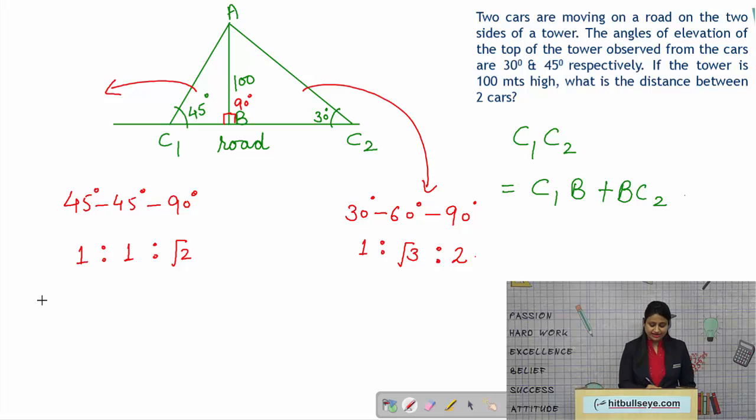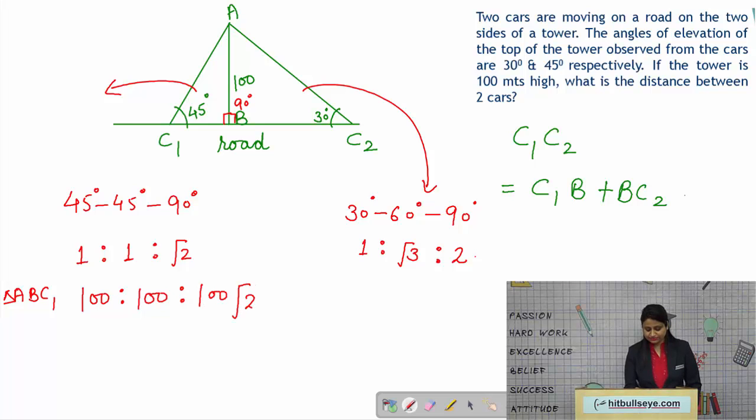I am taking triangle ABC1. In this triangle, AB, which is opposite to 45 degree, is given as 100. So if we apply ratios, it will be 100:100:100√2. So we can say that this BC1 will be nothing but 100√2.